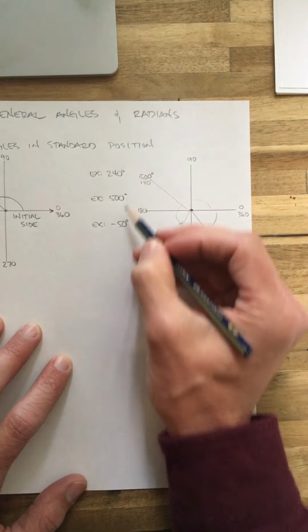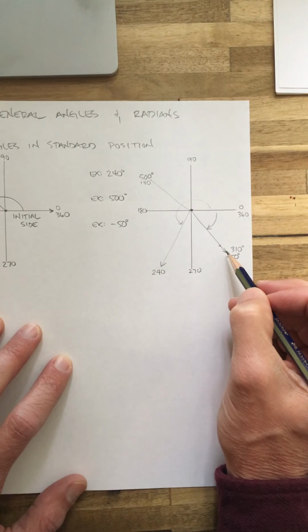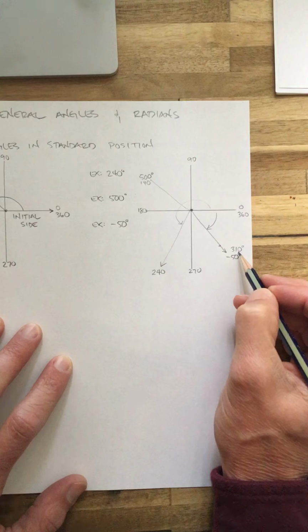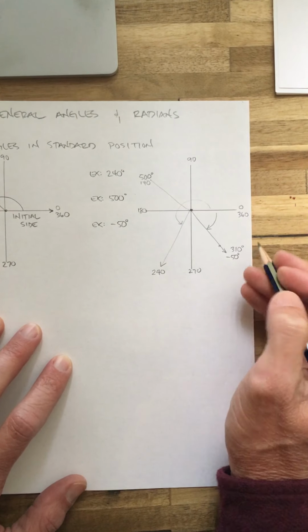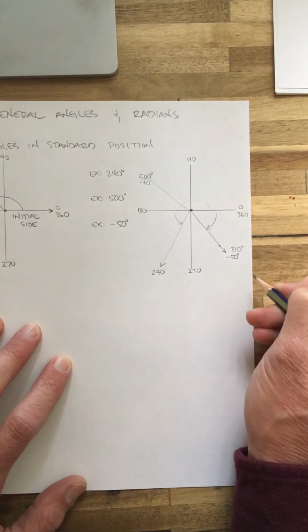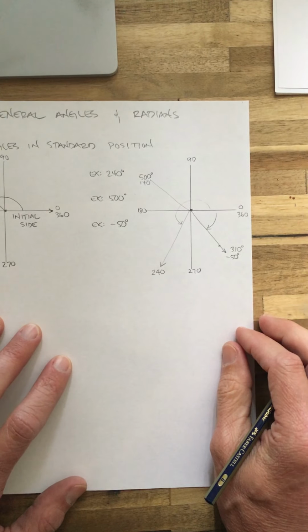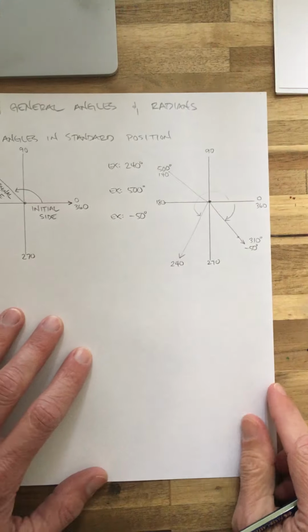I'd have to go 360 degrees. What else could this angle be right there? Well, 310 plus 360 more is 670, if I did my math right. So what I'm talking about are coterminal angles. I'm going to talk about those right now.